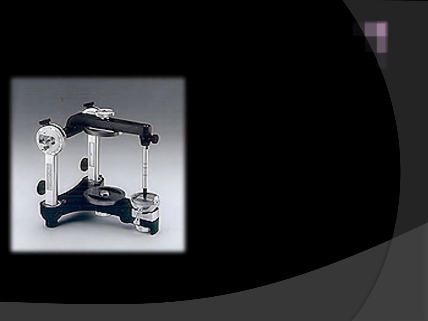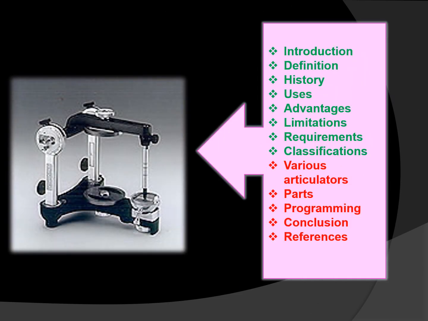We have completed the important classifications of articulators in our previous session, and in today's session we shall be discussing some of the most popular articulators that are used and also the parts of semi-adjustable articulators.